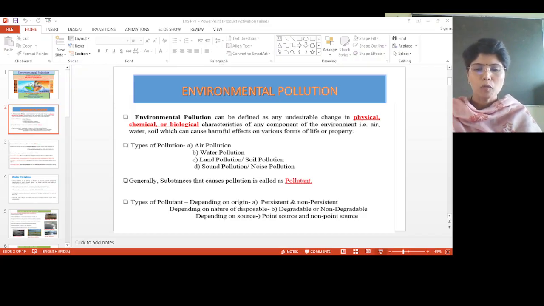Animals are also forced to leave their natural habitats due to the pollution. This also led to the extinction of a large number of animal species.